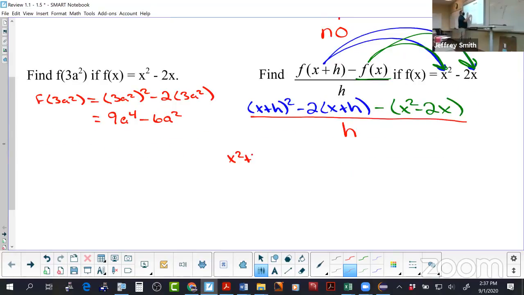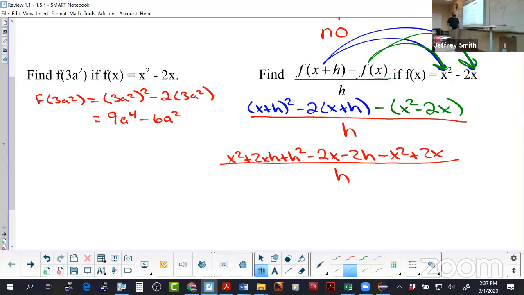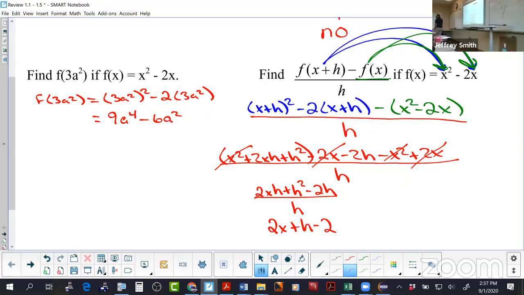So x squared plus 2xh plus h squared minus 2x minus 2h minus x squared plus 2x. And those first three right here, of course, that's a result of FOIL. So now anything without an h needs to cancel. And it does. So we have 2xh plus h squared minus 2h over h. We can factor an h out of the top and it cancels with the h in the bottom, so 2x plus h minus 2. That has to happen every time. All right, any questions? You got one more day to figure this one out. We got tests tomorrow. Let me know if you have any questions on that.